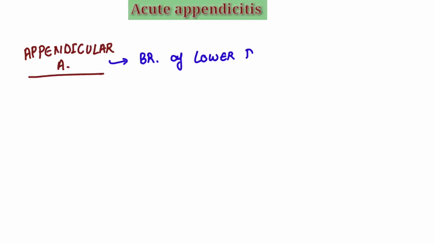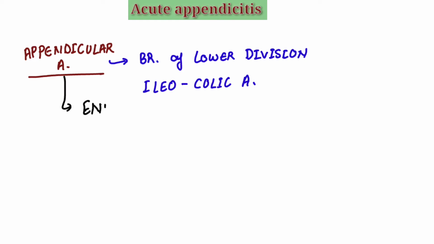Appendicular artery. The appendicular artery is a branch of the lower division of the ileocolic artery. It is also called an end artery, and it is very important. Note one very important thing about the appendicular artery.